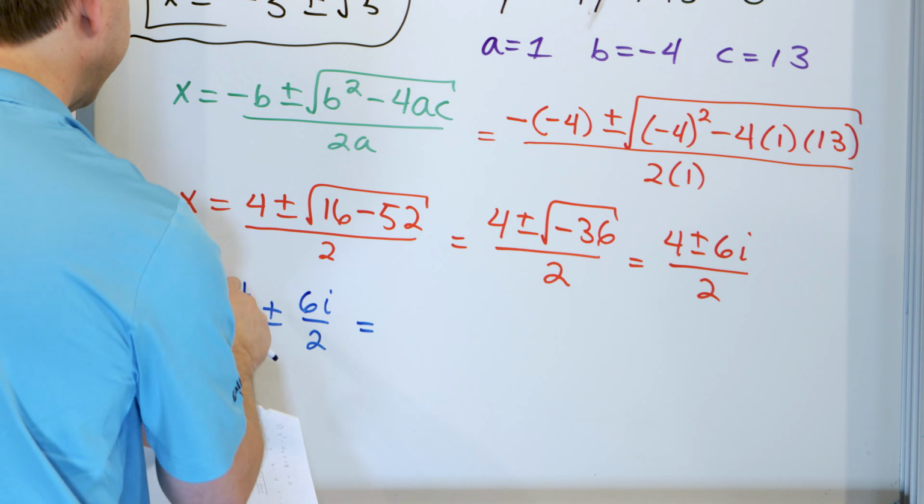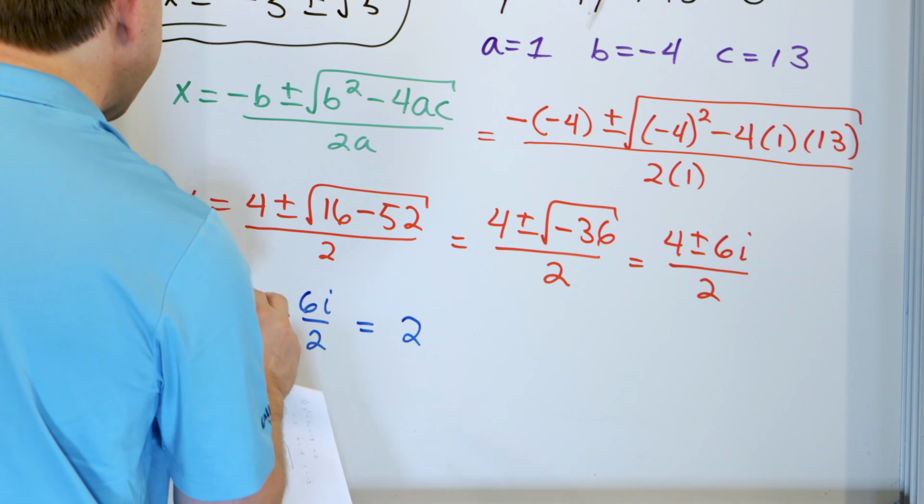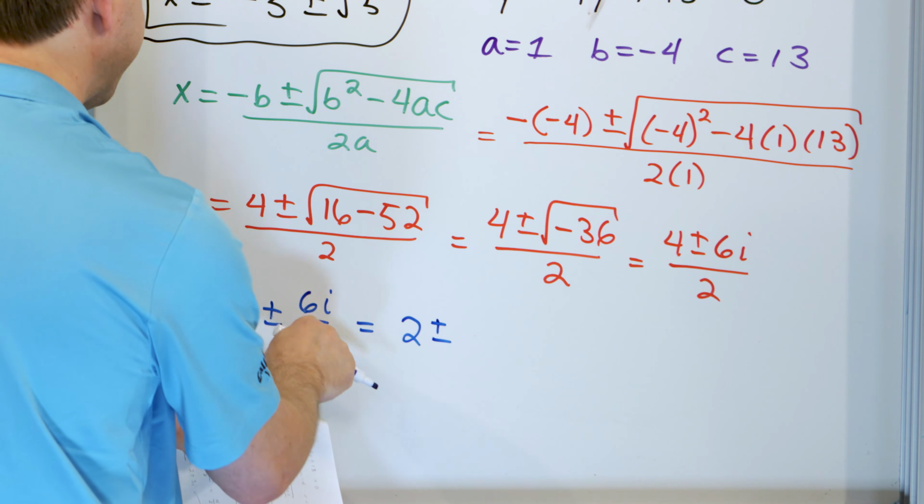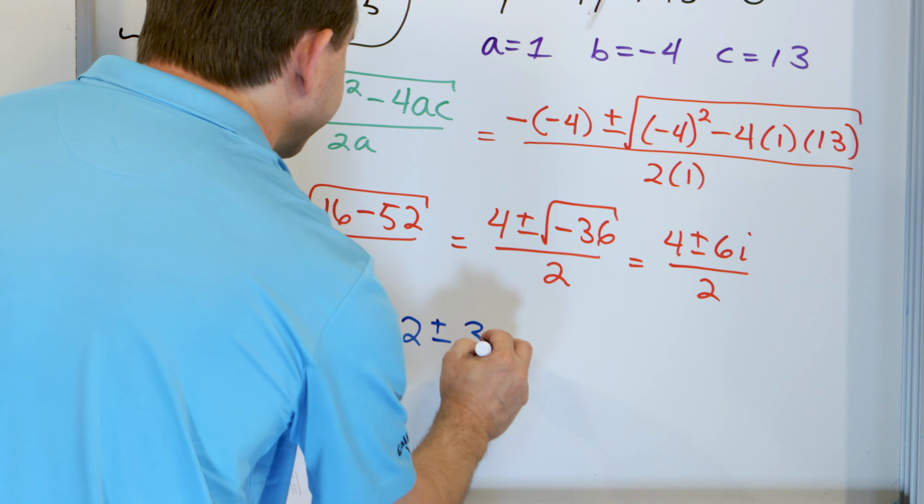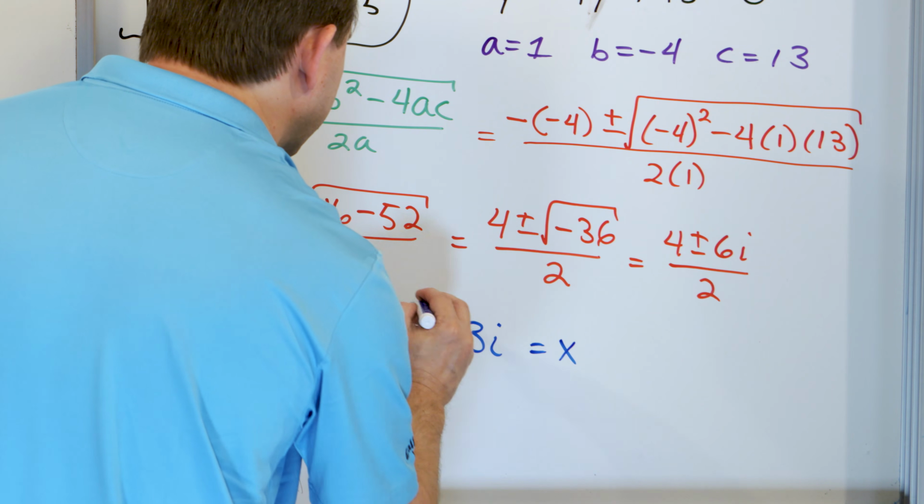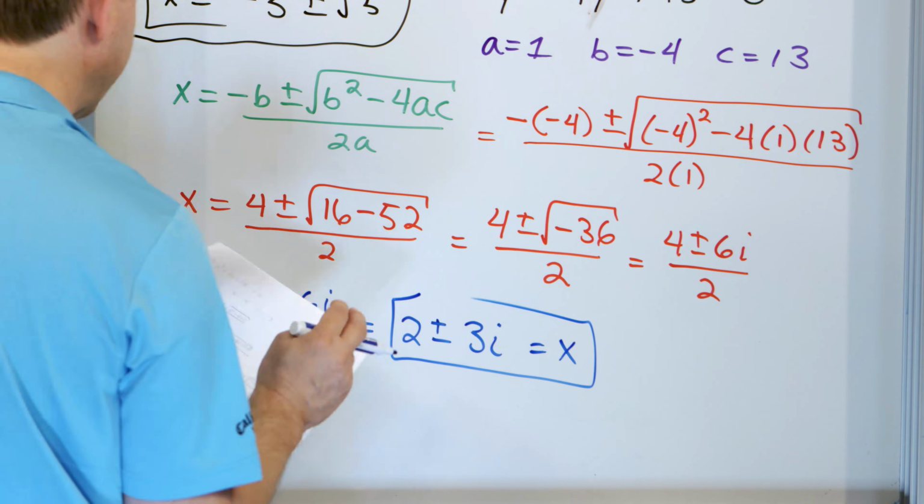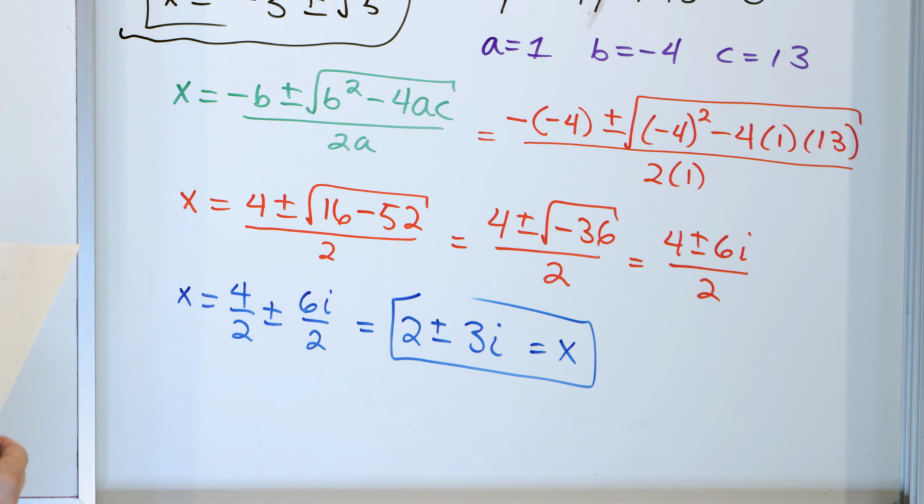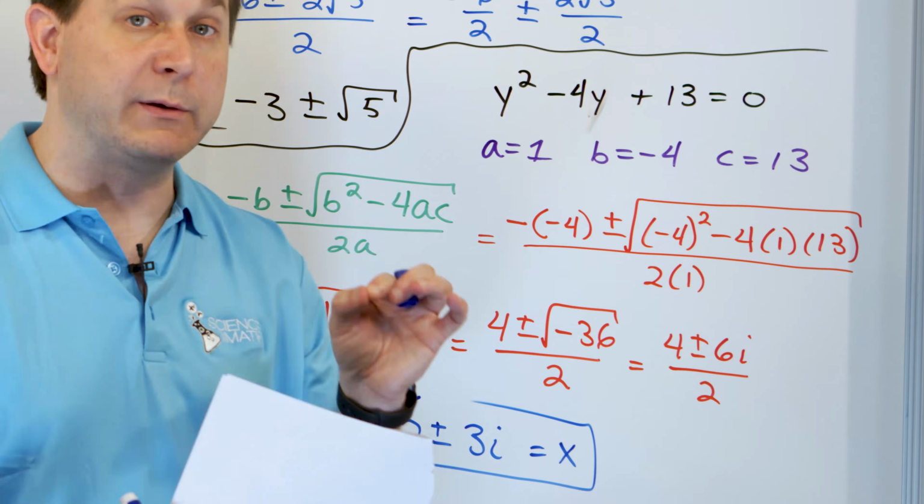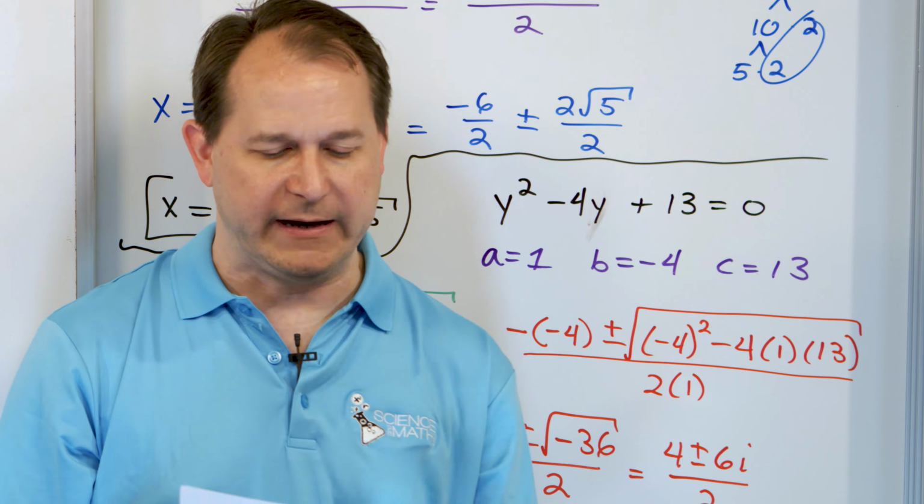And that's going to be equal to 4 divided by 2 is 2. And then I have plus or minus, and then 6 over 2 is going to be 3i. So this is what the solution is going to be equal to. So here we have the final answer: 2 plus or minus 3i. Again, we have two solutions, but both of them are imaginary, or complex, I should say.